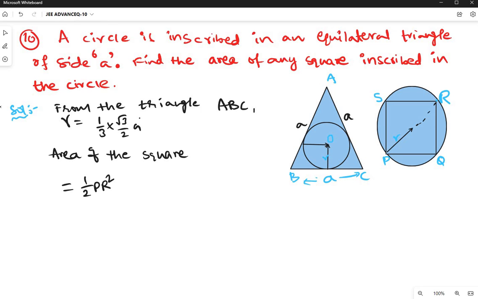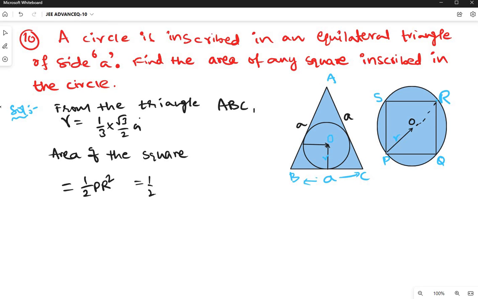So in this case O is the center of the circle. Therefore PR is the total length. PR square is nothing but the square of the diagonal of the square. So half times PR square indicates 1 by 2 times PR square, and this is the radius.